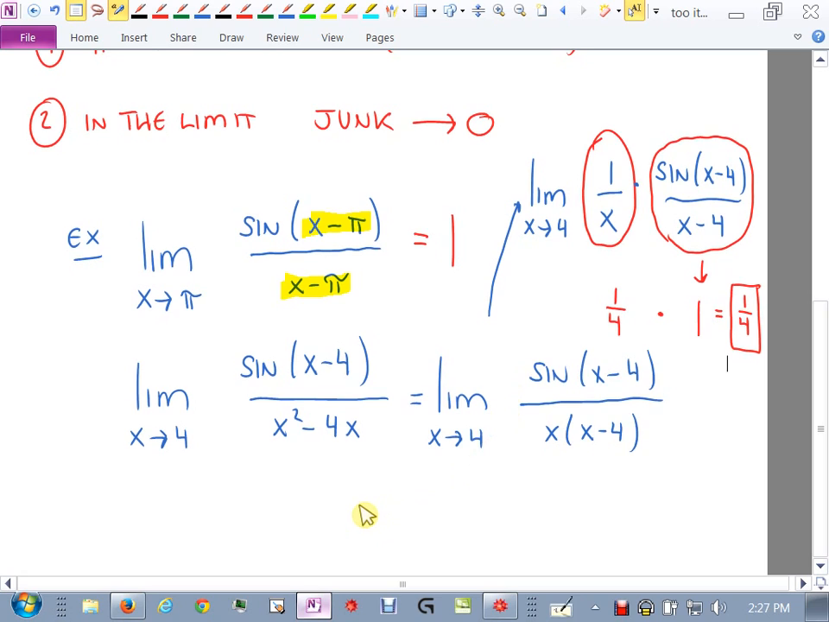All right. Here we go. That was all just to lead us into this. Find the limit as x approaches 0 of sine of 3x over tangent of 4x. Can I just cancel the x's? No.